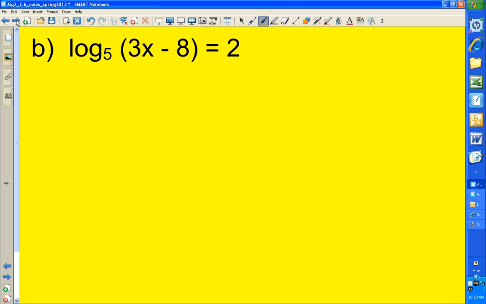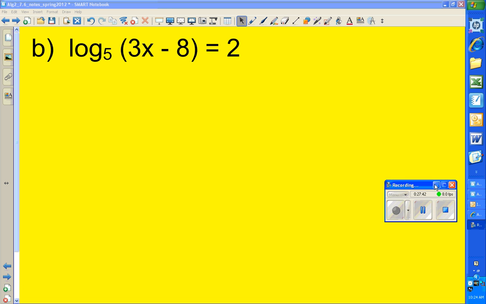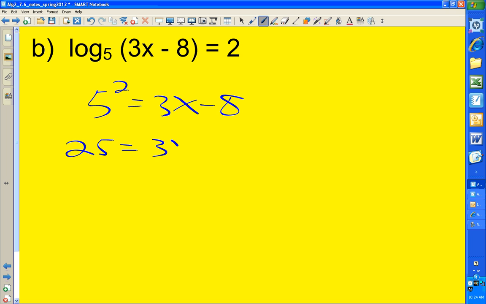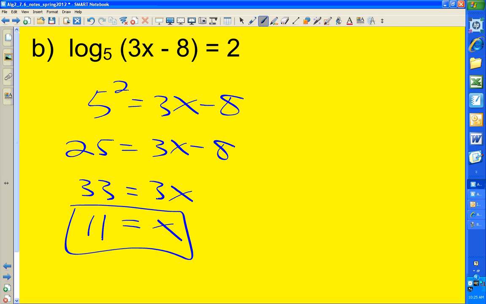Try this one. Solving for x. All right, what do we get for x? 11. 5 squared equals 3x minus 8. So 25 equals 3x minus 8. 3. We good with that?